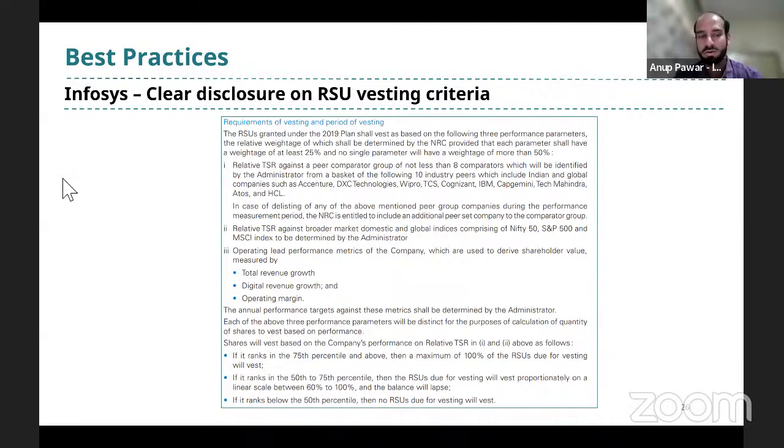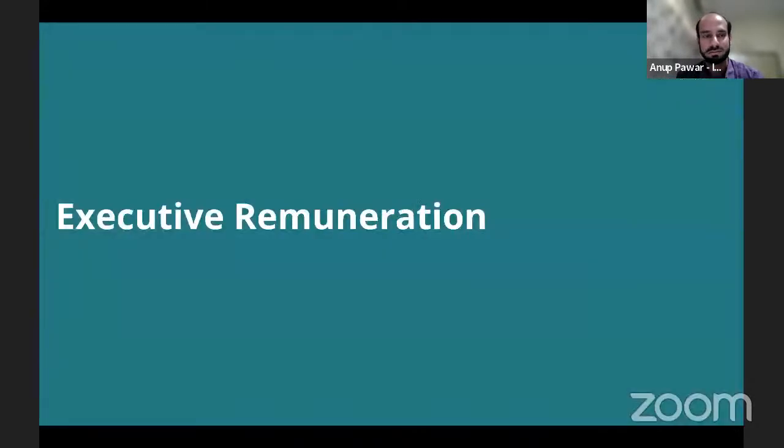And again, a good mix of everything, right? They looked at share price performance as well as revenue growth, digital revenue growth, op margin, etc. So with that, that was about ESOPs. I hope that gave you a sense of how we approach ESOPs.